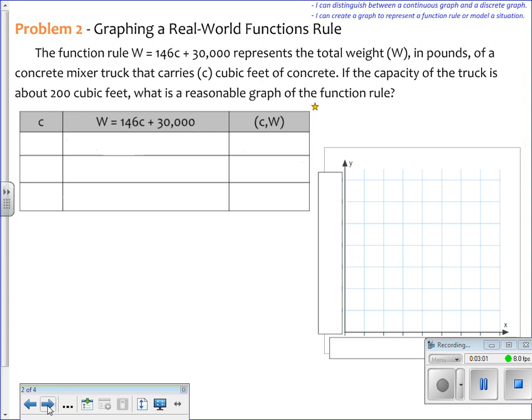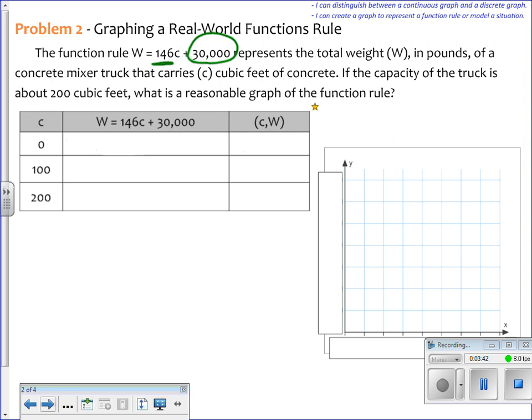So problem number 2, graphing a real-world function rule. The function rule W equals 146C plus 30,000 represents the total weight in pounds of a concrete mixer truck that carries C cubic feet of concrete. If the capacity of the truck is about 200 cubic feet, what is a reasonable graph of the function rule? So the 30,000 pounds is what the truck weighs on its own. 146 is what 1 cubic foot of concrete weighs.